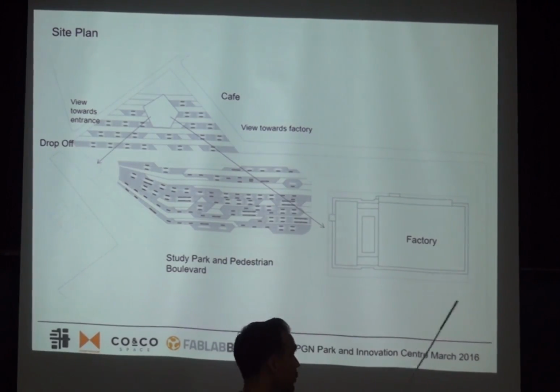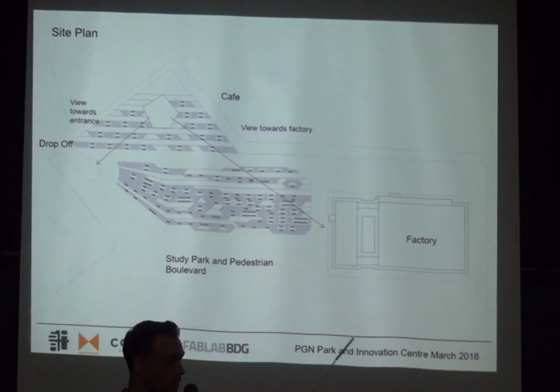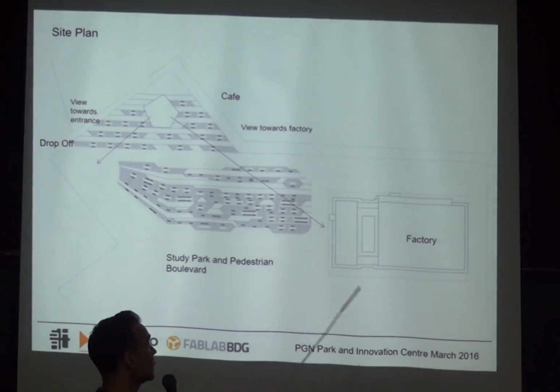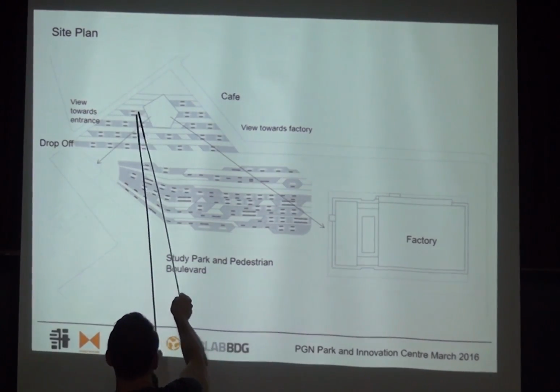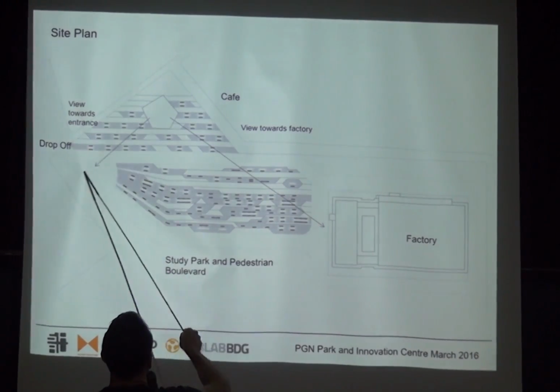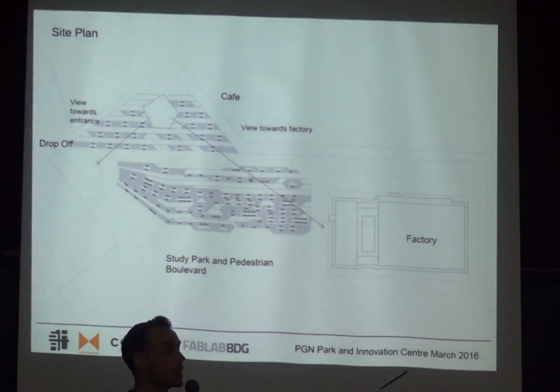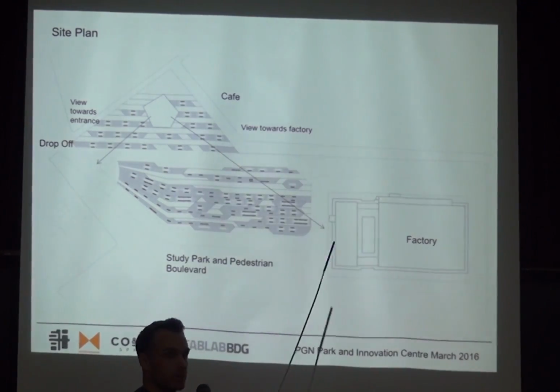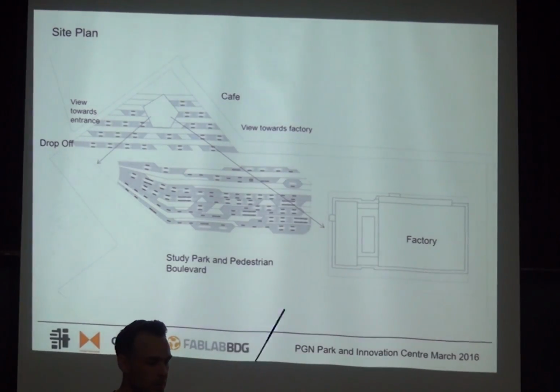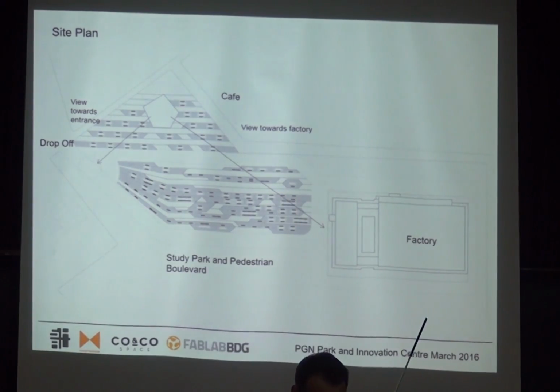So my geometry was done in such a way that we have these big windows. So we have this pentagon with these big windows, and you can overlook the entrance situation. You can see who is coming, and you have a direct view to the factory. That's the main element of the design.